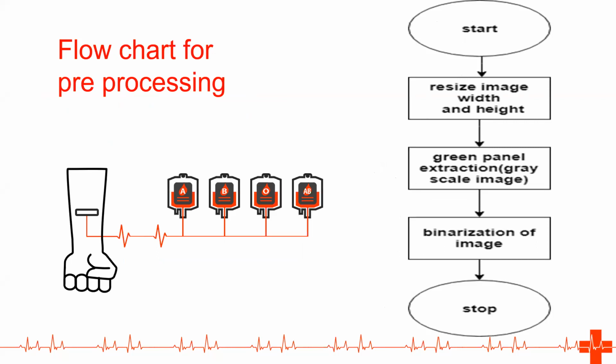Flowchart for pre-processing. When the image is loaded into the system, that image will be cropped to the required size, and then it will undergo the grayscale conversion, and finally a binary image will be obtained.